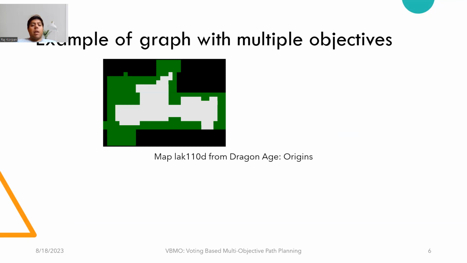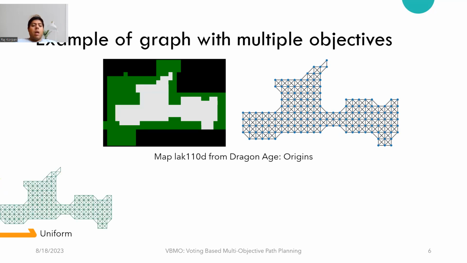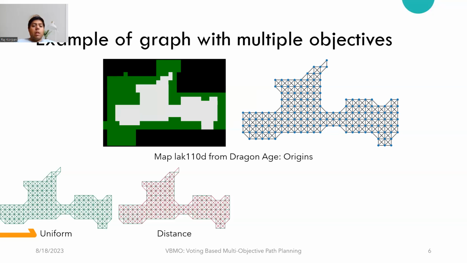So here's an example of a map from a benchmark, one of the benchmark environments we use for evaluation. Given this map, we can produce a graph, and then we can assign edge weights to this graph based on different objectives. If our objective is to minimize the number of steps, we could apply a uniform cost, which is the first one you see on the left. If we're minimizing distance, here the colors represent green for lower cost, red for higher cost, so the diagonals are longer than the horizontal or vertical edges.